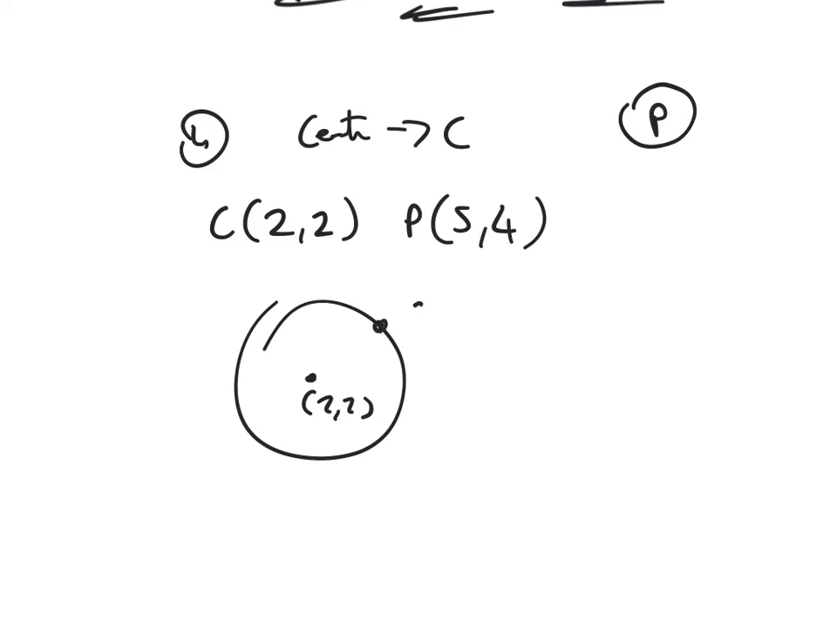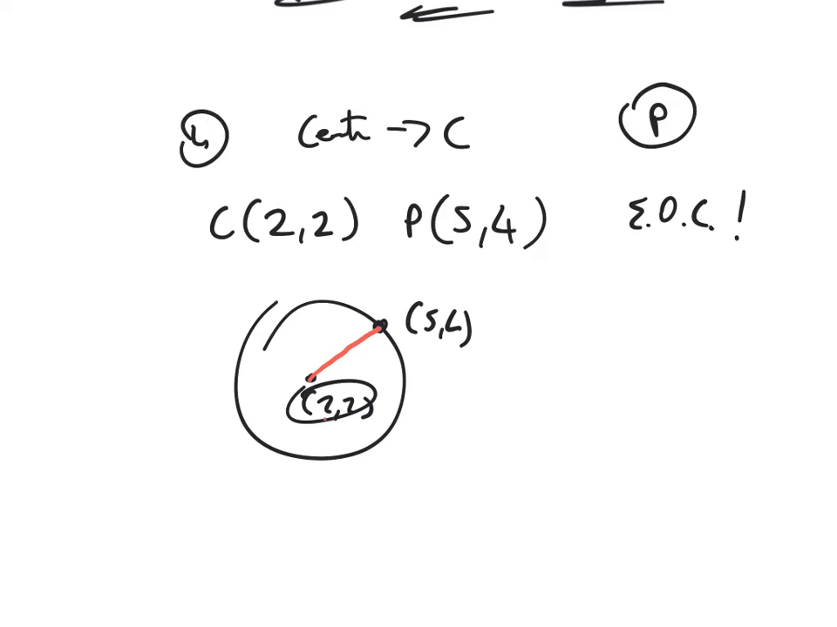Okay, so a point 5, 4. Now if we think about what we need for the equation of a circle, there's two really fundamental things. We need the circle centre and we need the radius. We've got the circle centre, which is 2, 2, but now we need to find the radius, and we're going to get that through a wee bit of Pythagoras.